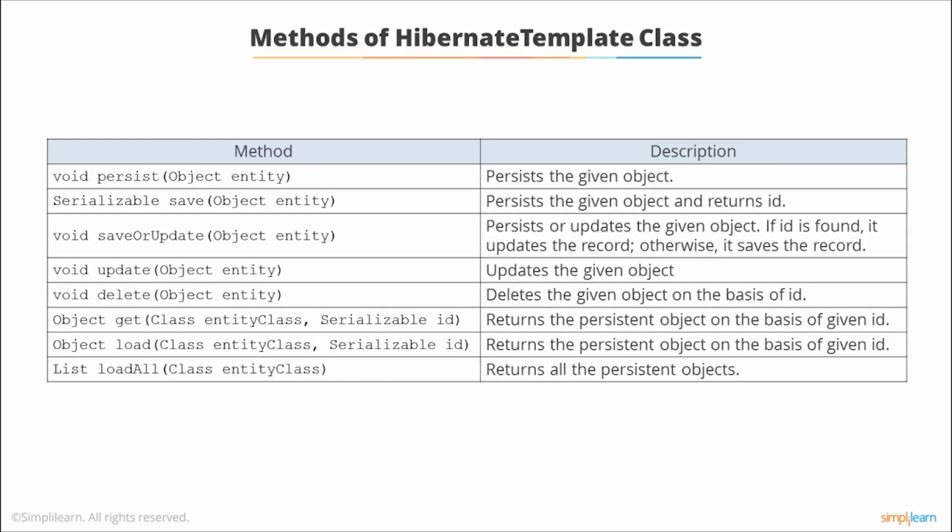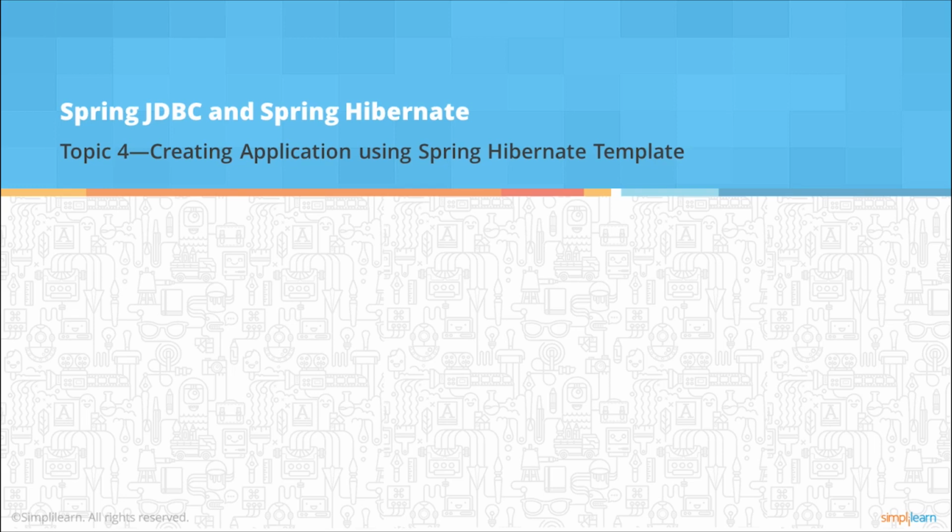So we have multiple methods available like persist to save the object, save to persist the given object and return the ID, saveOrUpdate to persist or update the given object, update which updates the object, delete to delete the object, get to load the object on the basis of the given ID, and loadAll to return all persistent objects. Let's look at how to create applications using Spring Hibernate template.